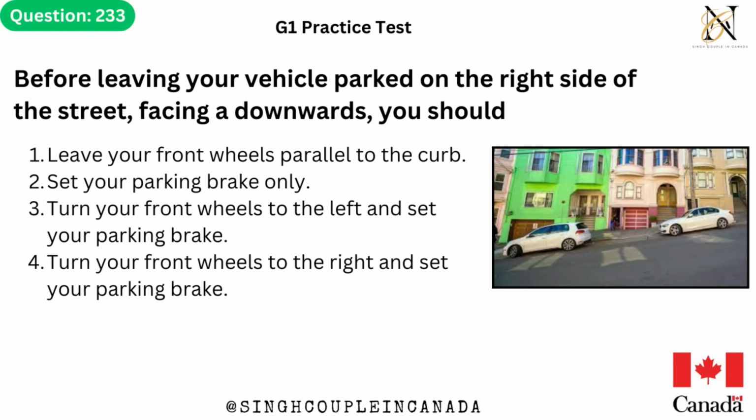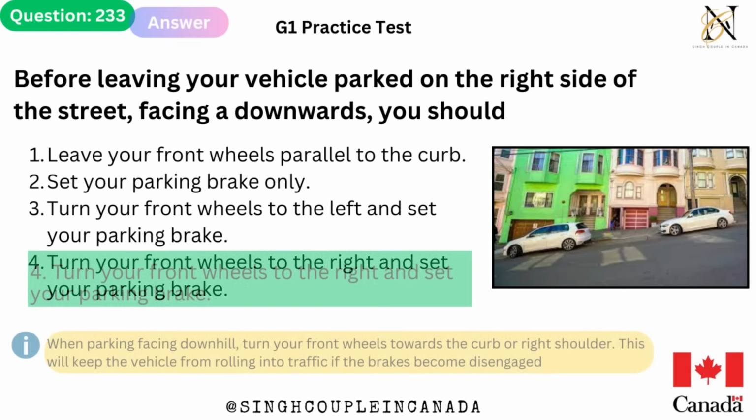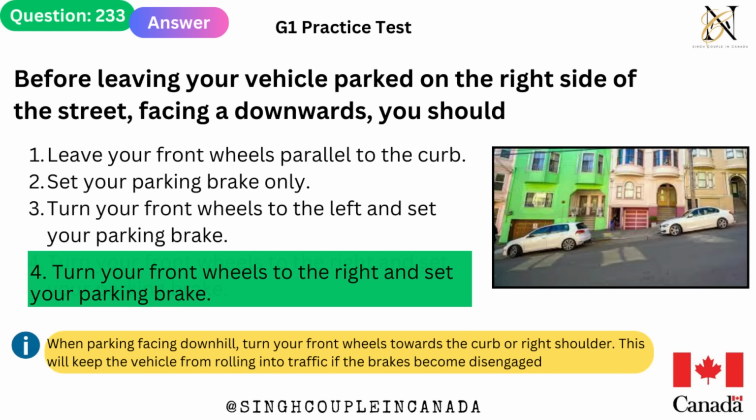Before leaving your vehicle parked on the right side of the street, facing it downwards, you should 1. Leave your front wheels parallel to the curb. 2. Set your parking brake only. 3. Turn your front wheels to the left and set your parking brake. 4. Turn your front wheels to the right and set your parking brake. The answer is 4. Turn your front wheels to the right and set your parking brake. When parking facing downhill, turn your front wheels towards the curb or right shoulder. This will keep the vehicle from rolling into traffic if the brakes become disengaged.